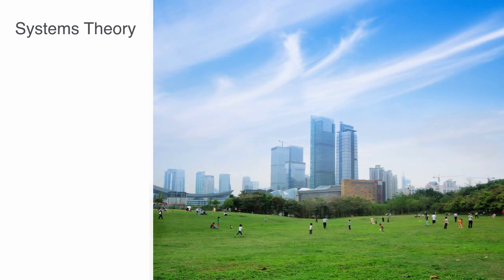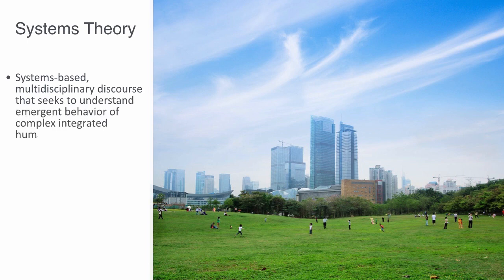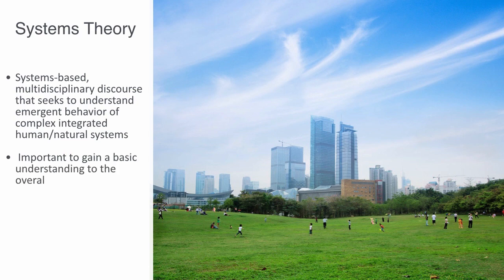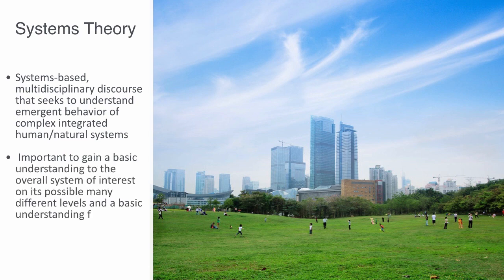Next, systems theory is a fundamental part of the industrial ecology approach. Industrial ecology has been defined as a systems-based, interdisciplinary discourse that seeks to understand emergent behavior of complex, integrated human-natural systems. Coupled socio-technical and environmental systems are invariably complex, consisting of many densely interacting and interdependent heterogeneous components. In such a context, it becomes very important to gain a basic understanding of the overall system of interest on its possibly many different levels and a basic understanding of the primary interactions between the subsystems.